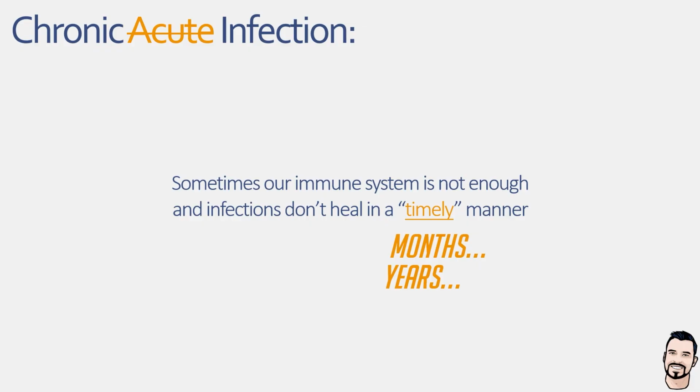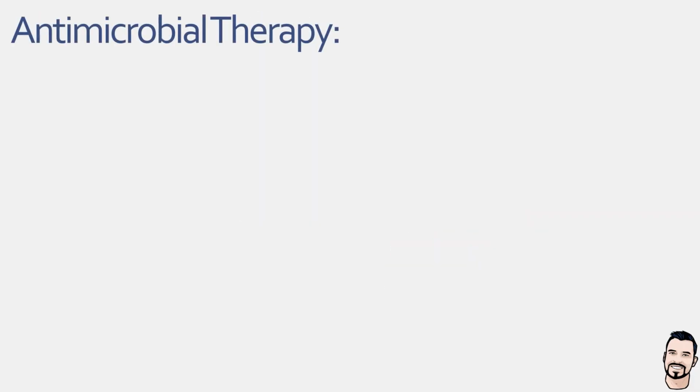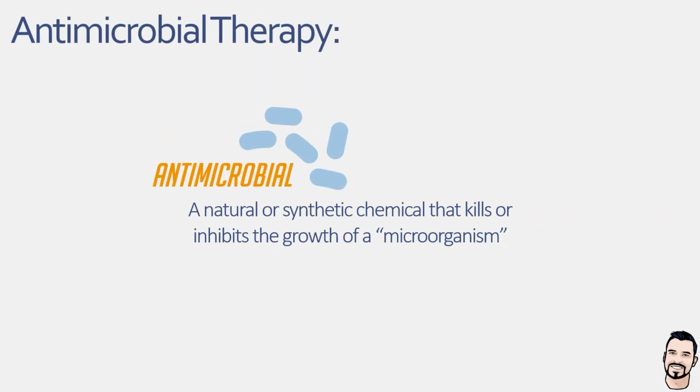Now, when an infection becomes chronic, the immune system often needs help, and this is where antimicrobial therapy plays a vital role, which is where we use chemicals designed to kill or inhibit the growth of microorganisms causing infection, providing our immune system some much needed support.